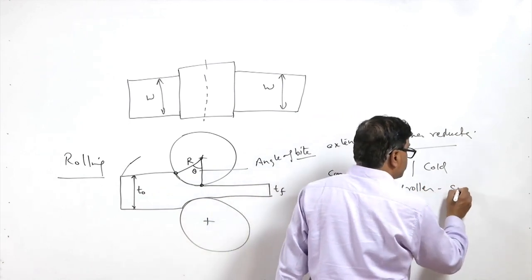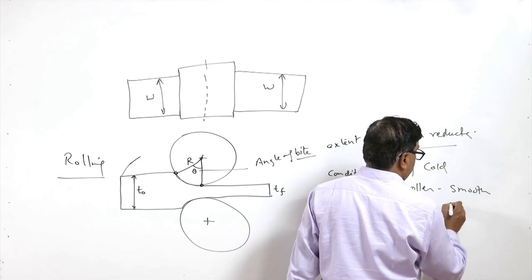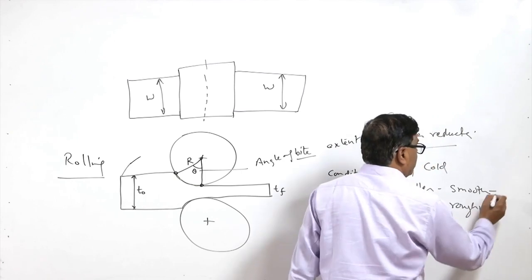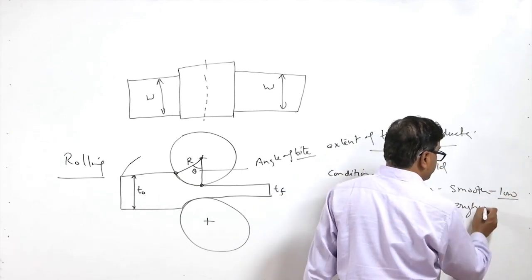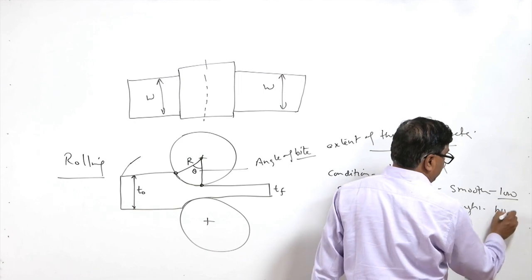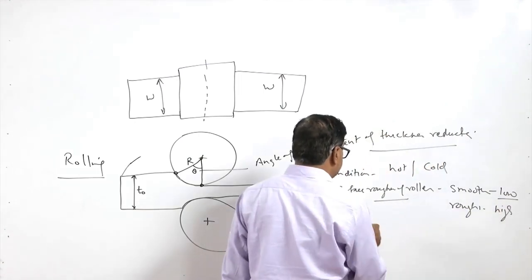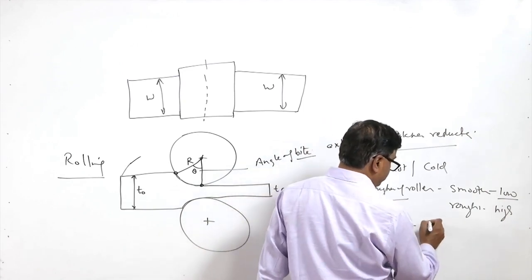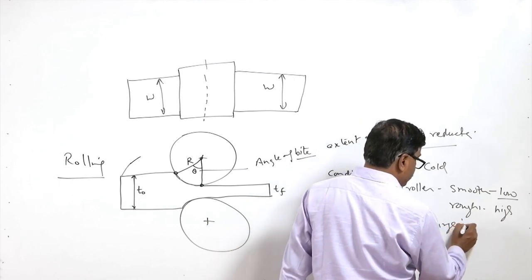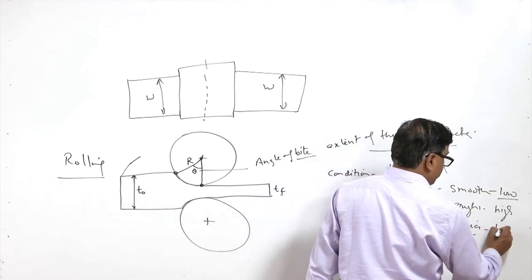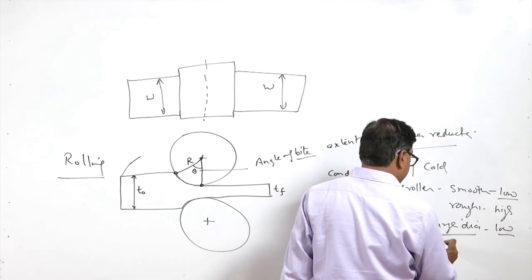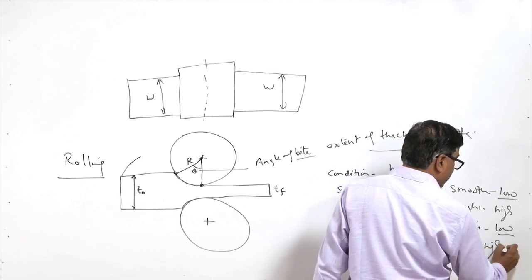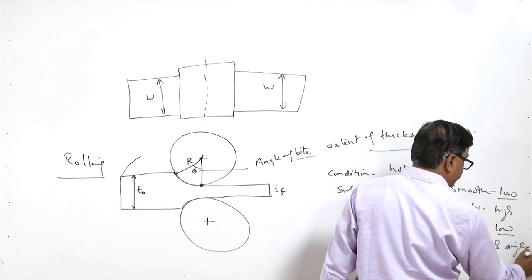So, for a smooth surface or for a rough surface: for a smooth surface a low angle of bite is used, while for a rough surface a high angle of bite is used. As for the diameter of the rollers, large diameter rollers are used for a low angle of bite, while small diameter rollers result in a high angle of bite.